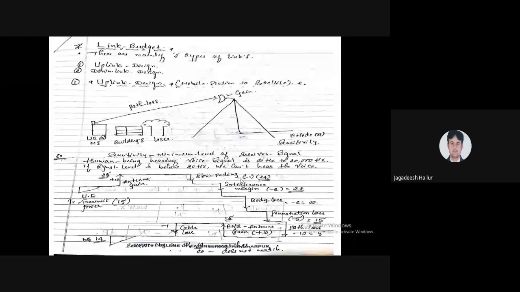And one more loss, that is your body loss. Body loss depends on whether it is your urban area or your rural area. Depending on this, it is going to give some losses. That is -2. That becomes 20.